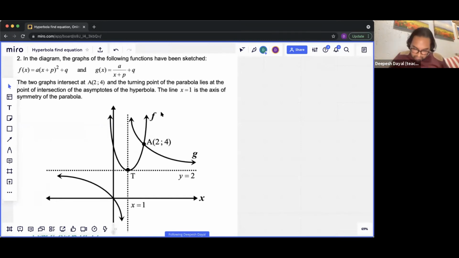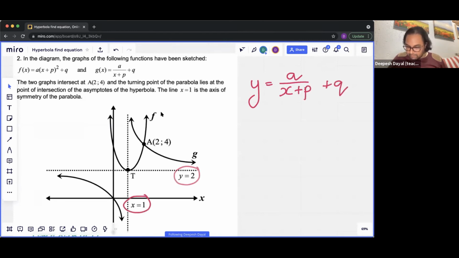So, okay, I'm going to get out of the chat there. Let's see. So we've got here y equals a over x plus p, plus q. And this is your x asymptote and this is your y asymptote. Okay. Step 1 is plugging in the P and the Q. So step 1, plug in P and Q.